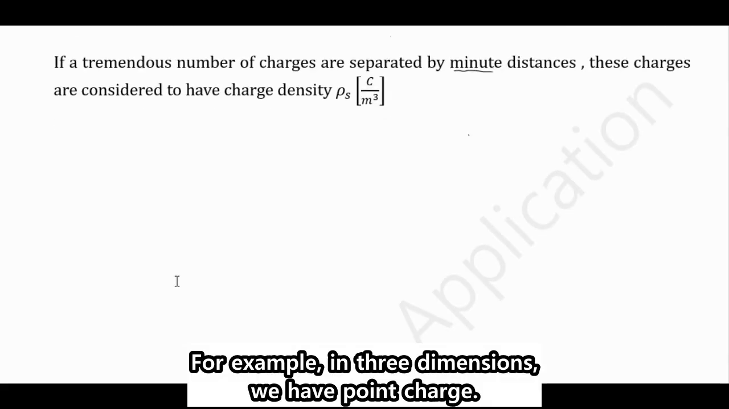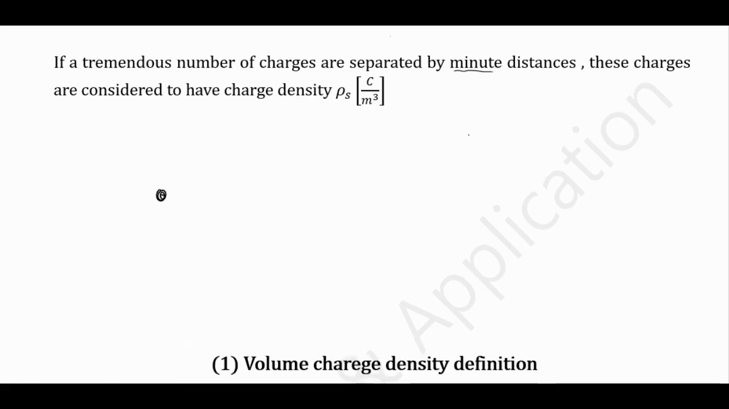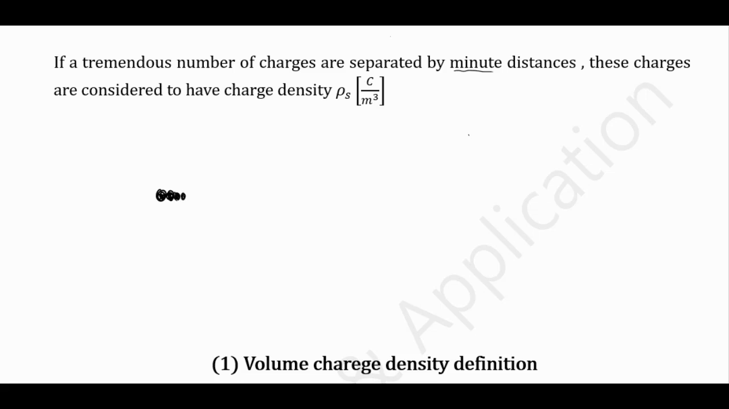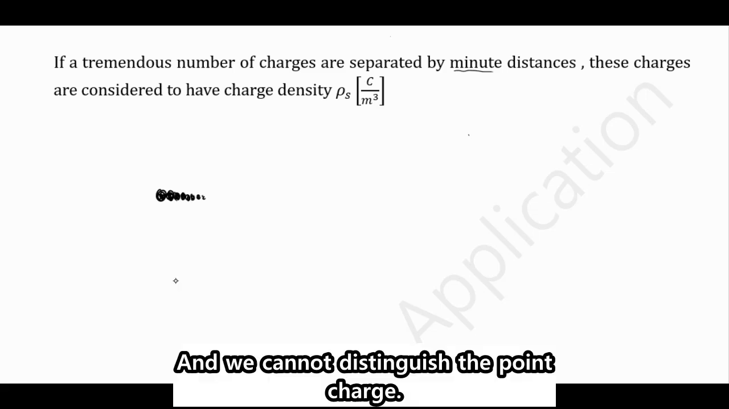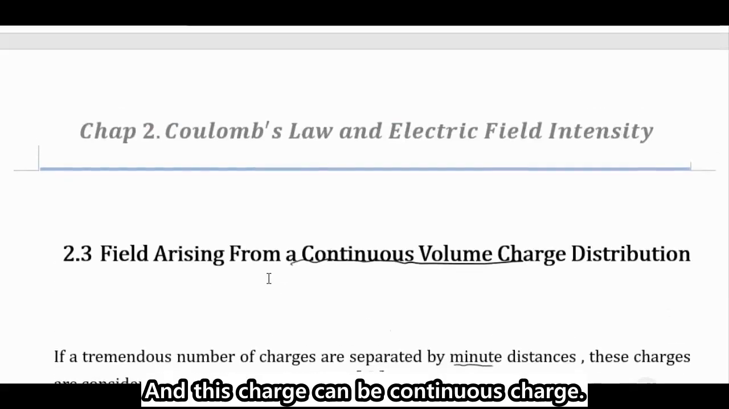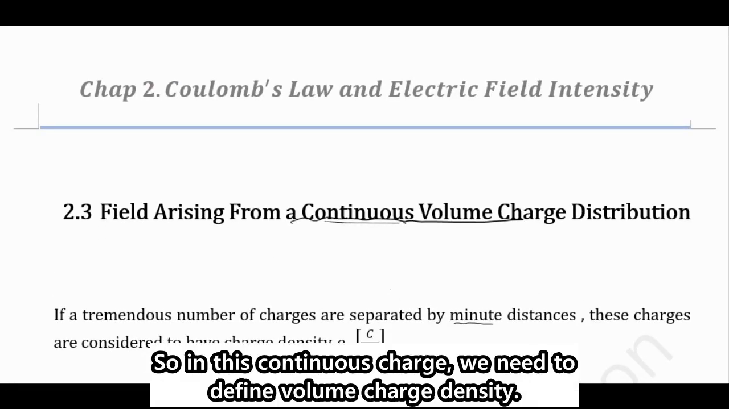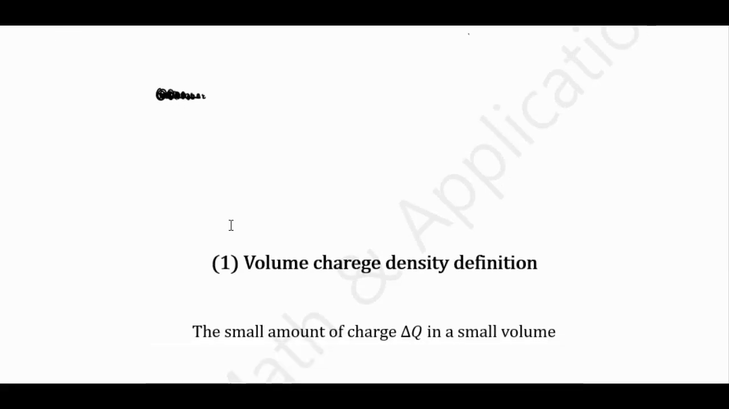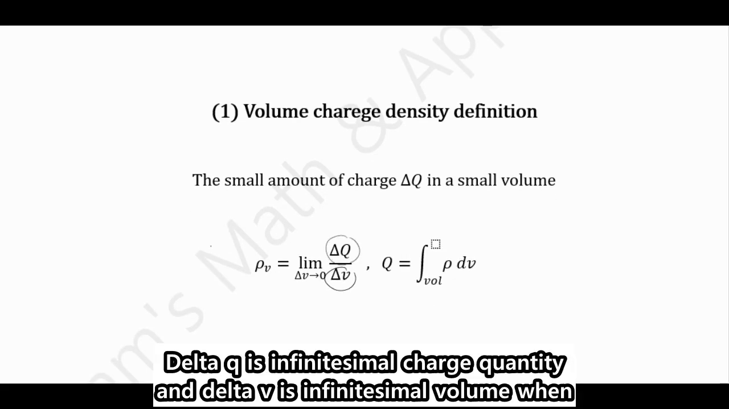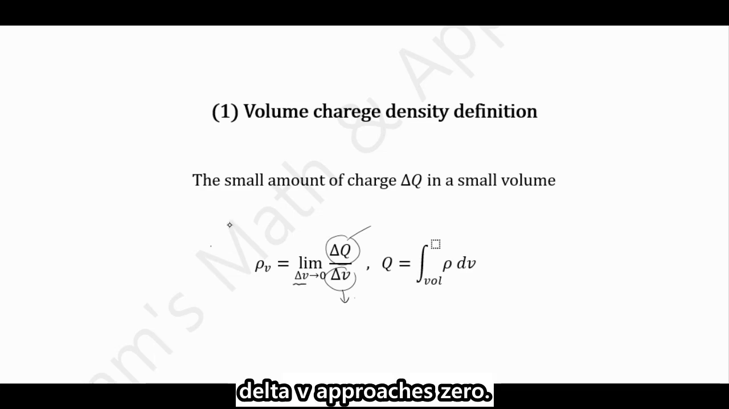For example, in 3 dimensions, we have point charges, but the distance between them is just too small, and we cannot distinguish the point charges, so this can be treated as continuous charge. So for this continuous charge, we need to define the volume charge density. The volume charge density is delta Q over delta V, where delta Q is the infinitesimal charge quantity and delta V is the infinitesimal volume, as delta V approaches 0.